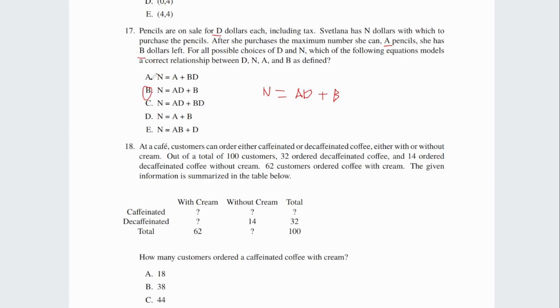So this is pretty simple, right? Svetlana has N dollars, and then she buys as many pencils as she can, which is some number of pencils times the price of those pencils, and then she has B dollars left, right? Pretty simple, pretty simple.